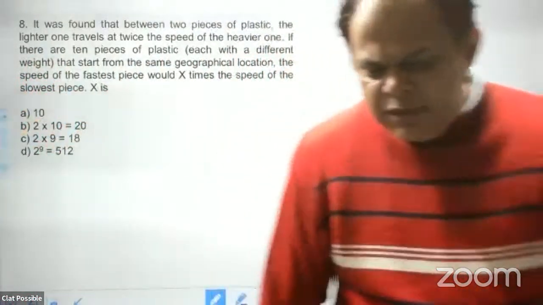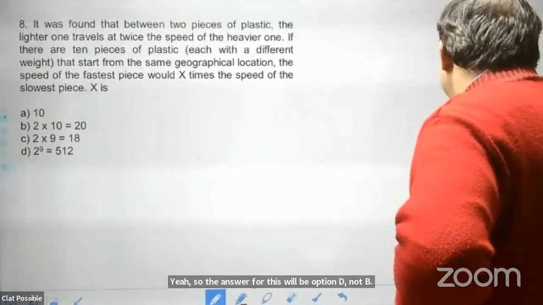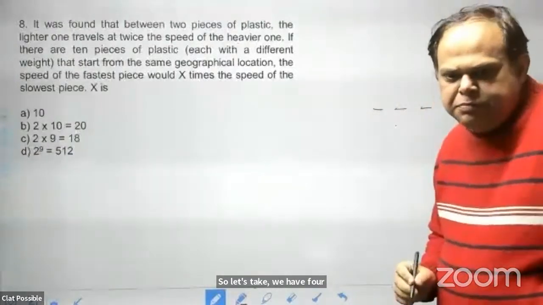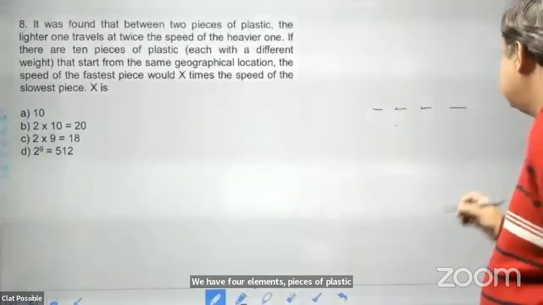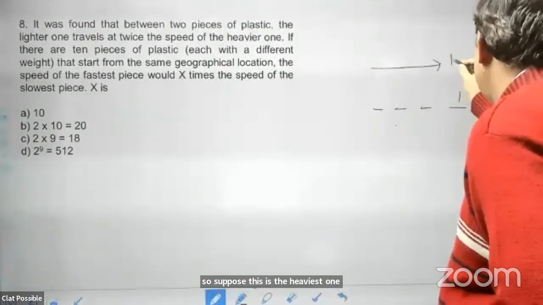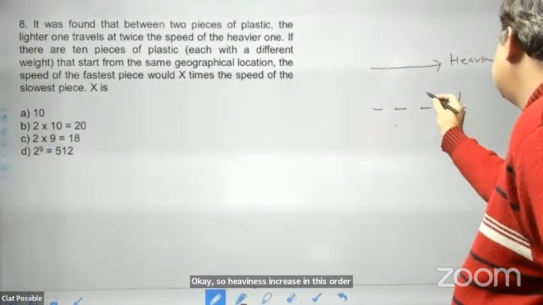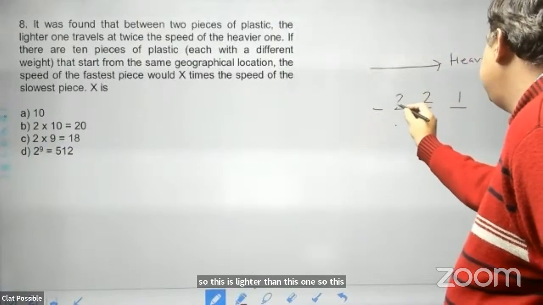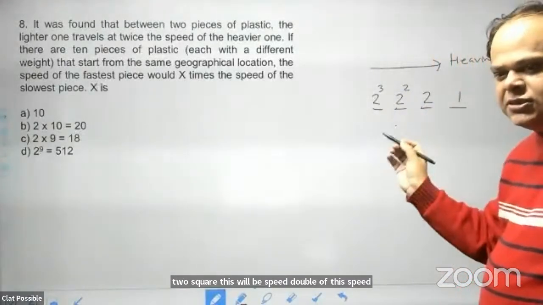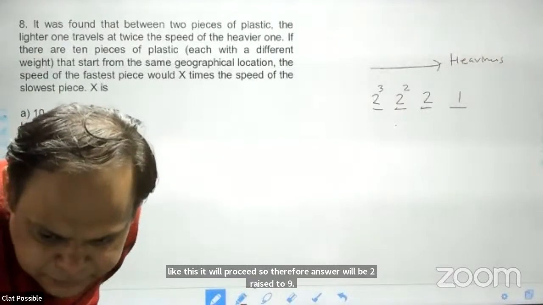The answer for this will be option D, not B. Let's take an example. We have four pieces of plastic. Suppose this is the heaviest one, and heaviness increases in this order. This is lighter than this one, so this speed will be double of this. This speed will be double of this speed, so it will be 2 square. This will be double of this speed, so 2 cube. Like this, it will proceed. So the answer will be 2 raised to 9. That is option number D.